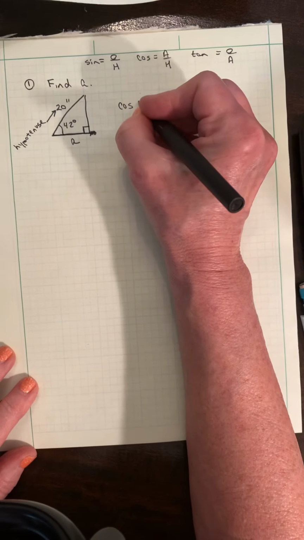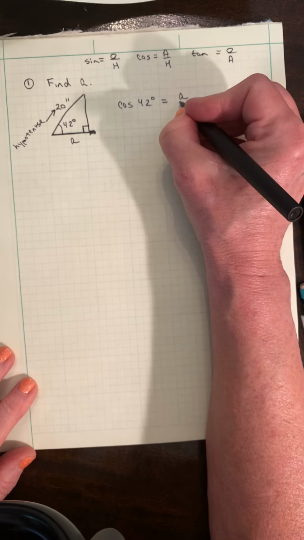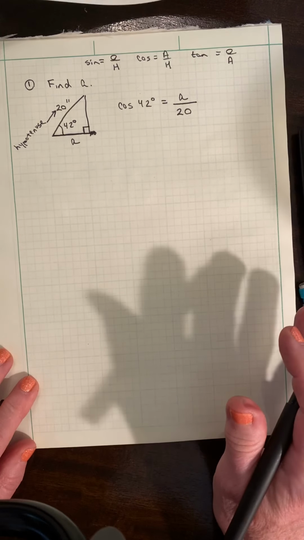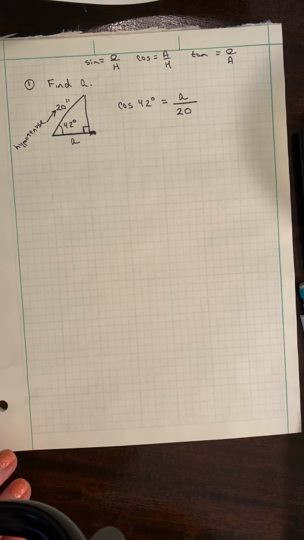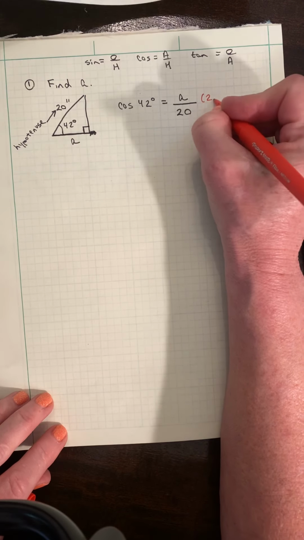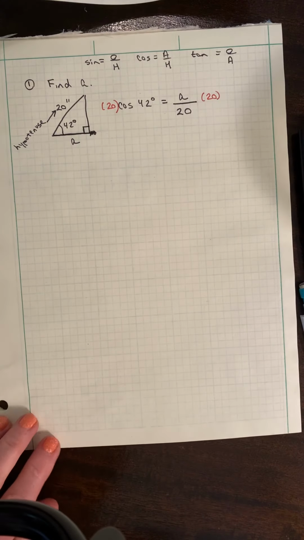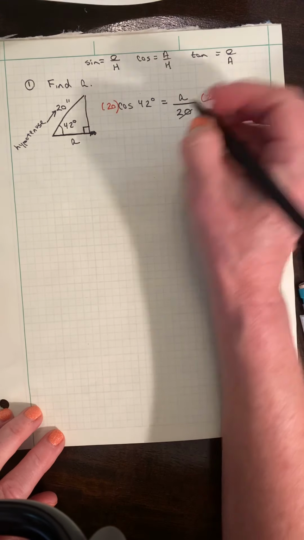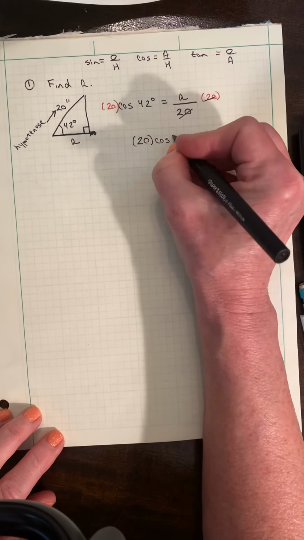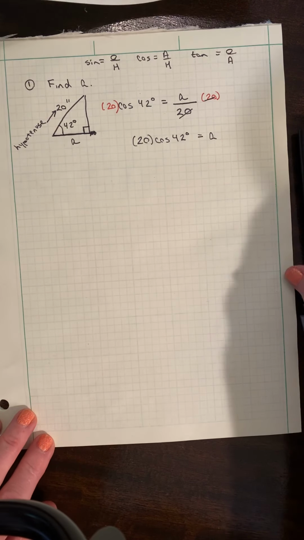The cosine of 42 degrees is equal to its adjacent side over the hypotenuse, and now we've made a simple equation. Well, if you recall, when we solved equations in an earlier lesson, we want to get rid of this 20 here. We're going to multiply by 20 on both sides. And that will cancel here. And so 20 times the cosine of 42 degrees will equal our missing measure of A.